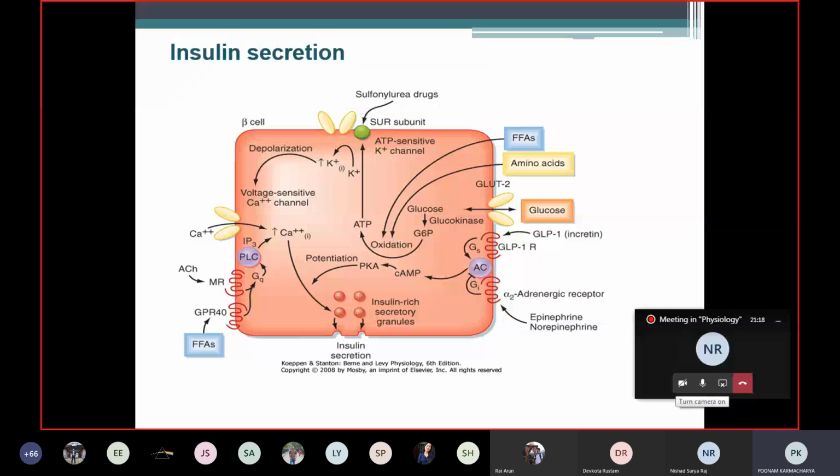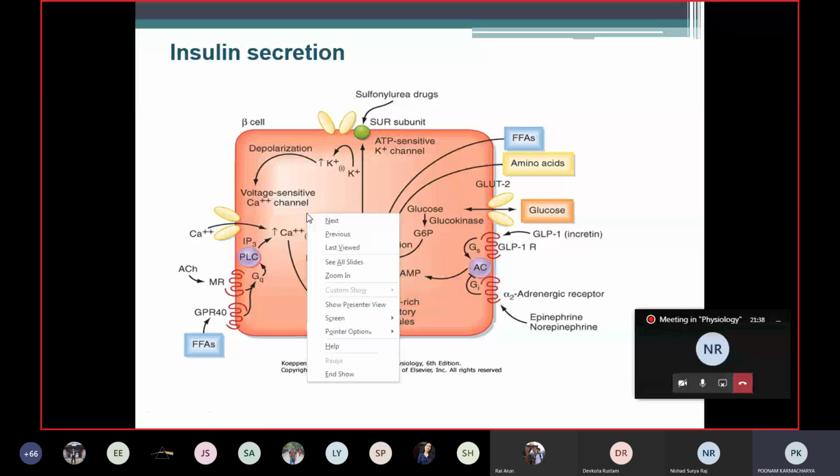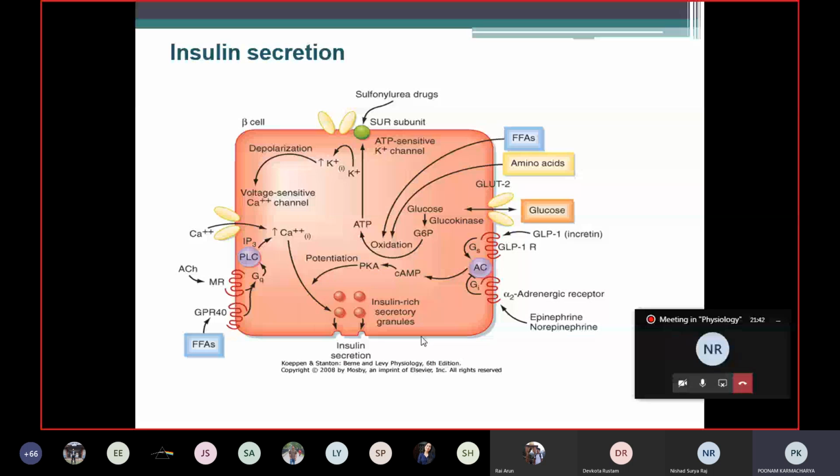And we have seen that glucose is the primary stimulus of insulin secretion, where glucose enters the beta cell by the GLUT2 transporter, and it brings about a sequence of changes inside the cell, thereby causing release of insulin, right? So we have seen in previous classes how glucose helps in insulin secretion.